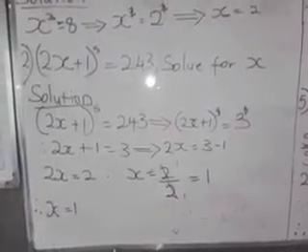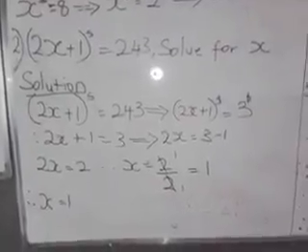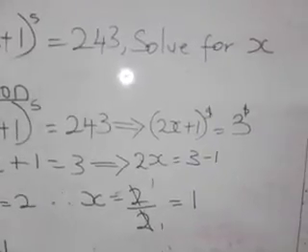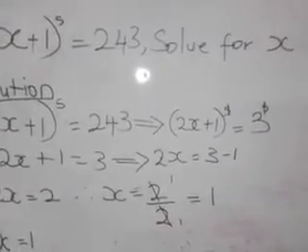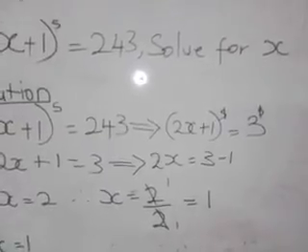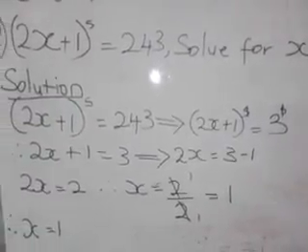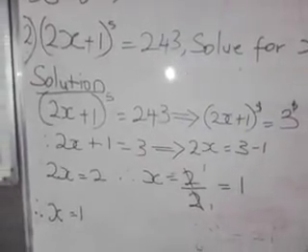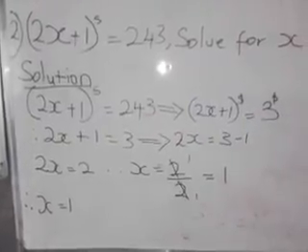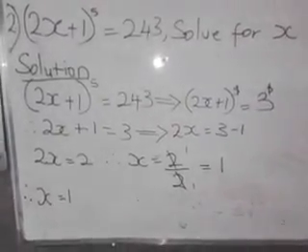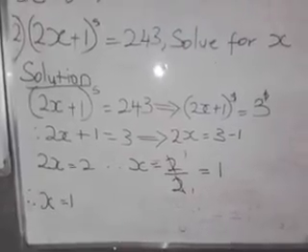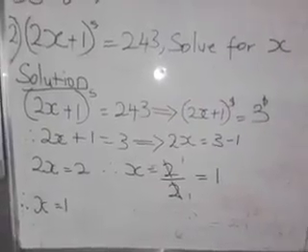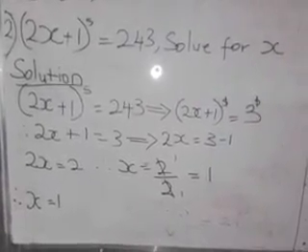It is 3. Because 3 times 3 is 9, 9 times 3 is 27, 27 times 3 is 81, 81 times 3 is 243. So 243 can be written as 3 raised to 5. So then 5 will now cancel 5. You have to think very well and know the number you have to raise to the power of 5 in order to get 243, and that number is 3. So the question now changes to 2x plus 1 bracket raised by 5 equal to 3 raised by 5. Then 5 cancels 5, and we are left with the bases: 2x plus 1 equal to 3.